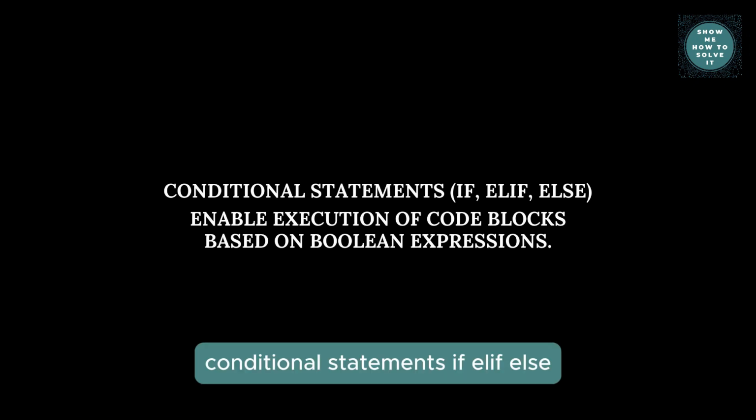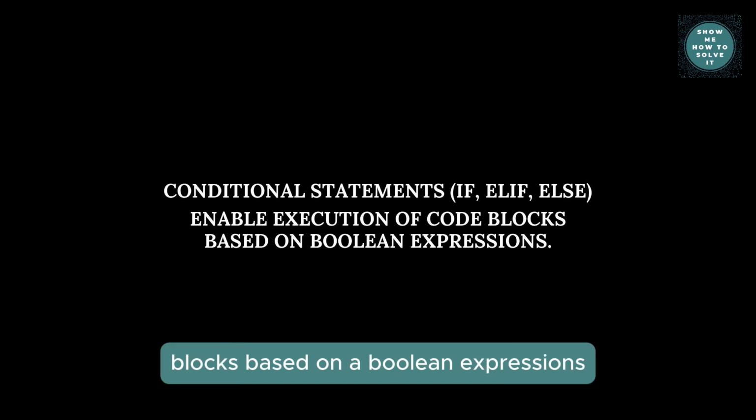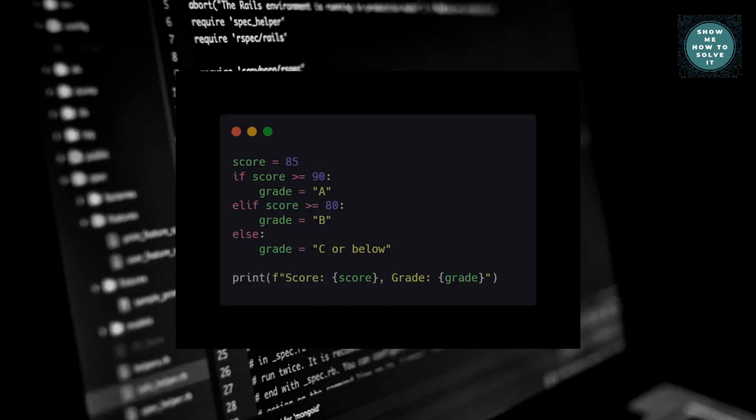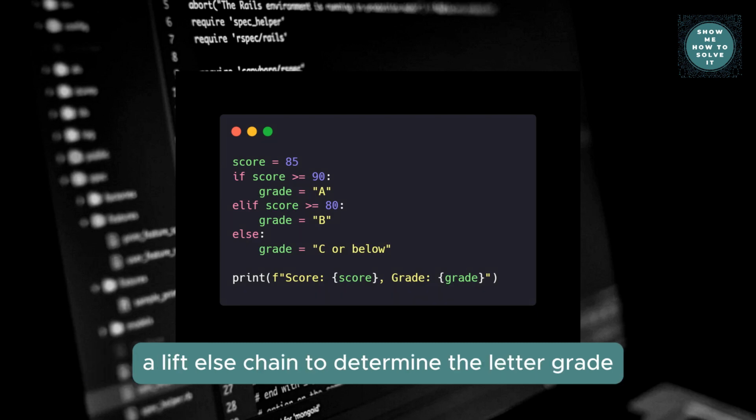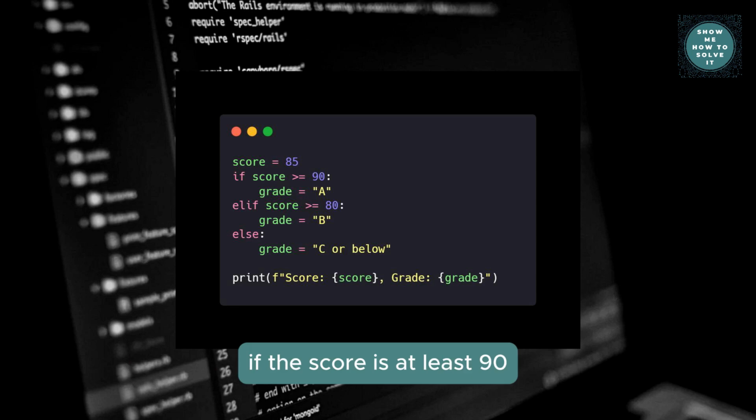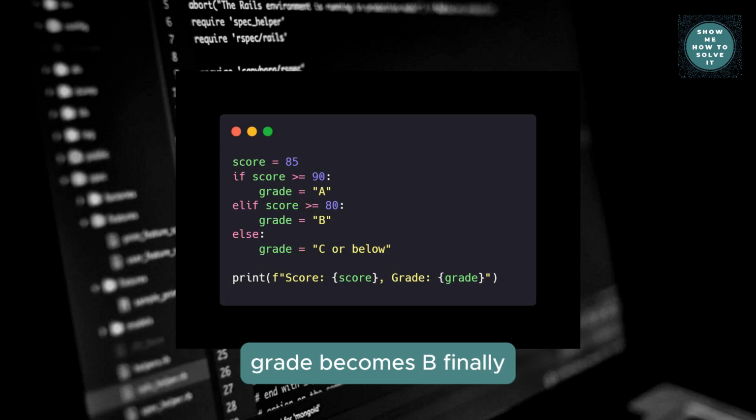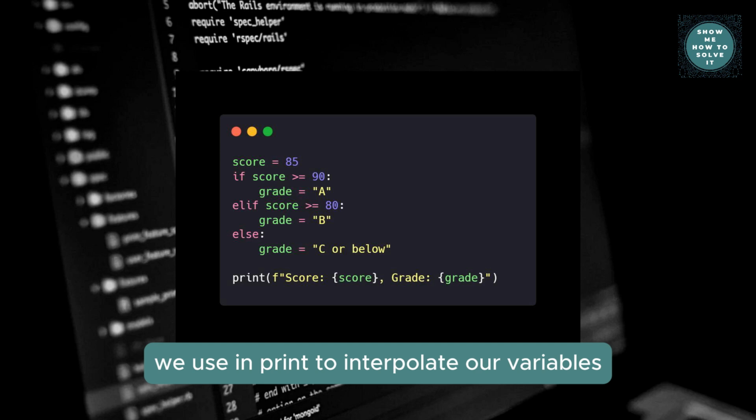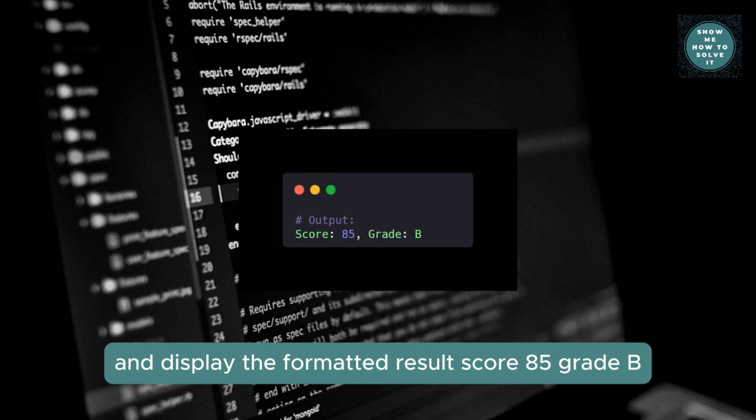Conditional statements, if, elif, else, enable execution of code blocks based on Boolean expressions. In this snippet, we assign score equals 85 and use an if, elif, else chain to determine the letter grade. If the score is at least 90, we give A. If it's at least 80, we give B. Otherwise, we default to C or below. Because 85 meets the second condition, grade becomes B. Finally, we use an f-string in print to interpolate our variables and display the formatted result: Score 85, grade B.